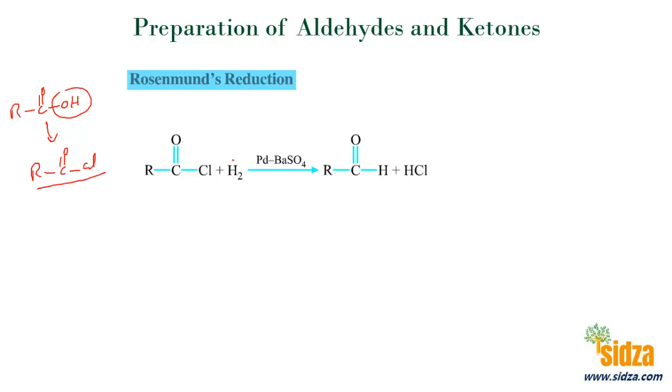From these acid chlorides you can get aldehydes and ketones. You can react the acid chloride with hydrogen in presence of a Lindlar catalyst, a very famous catalyst that we use to reduce this. Here hydrogen replaces the chlorine, and you get RCOH. So you get an aldehyde.